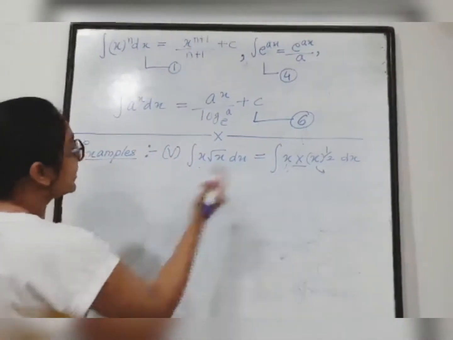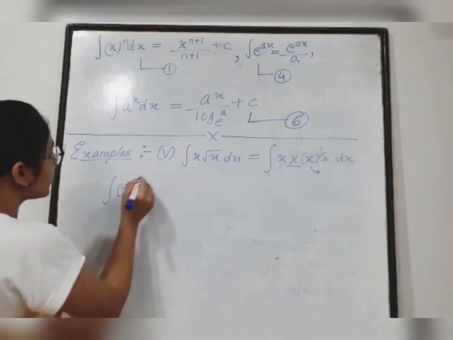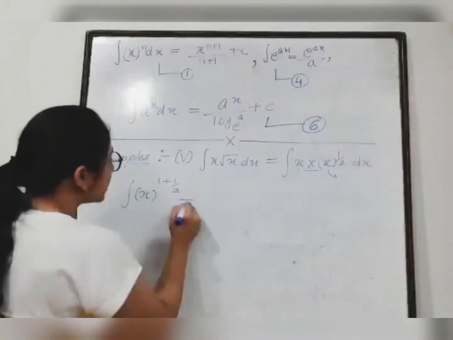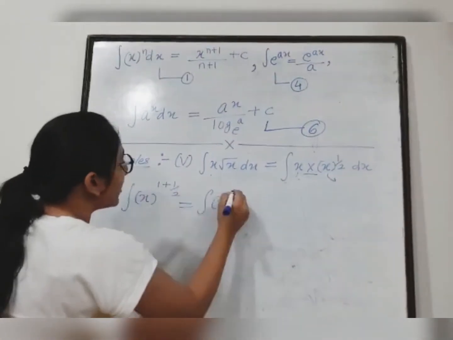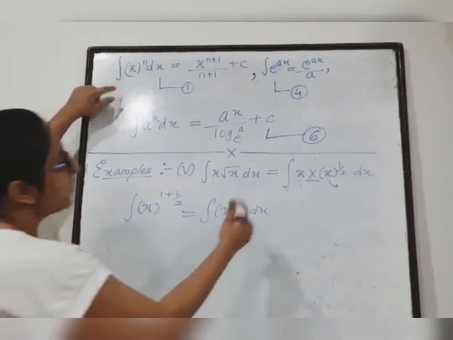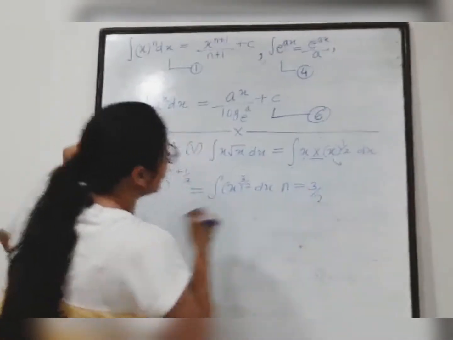Now, if I see this, it can also be written as x to the power 1 plus 1 by 2 as per the exponential property. So this is again integration of x to the power 3 by 2 dx. This resembles the first basic formula where n equals 3 by 2.